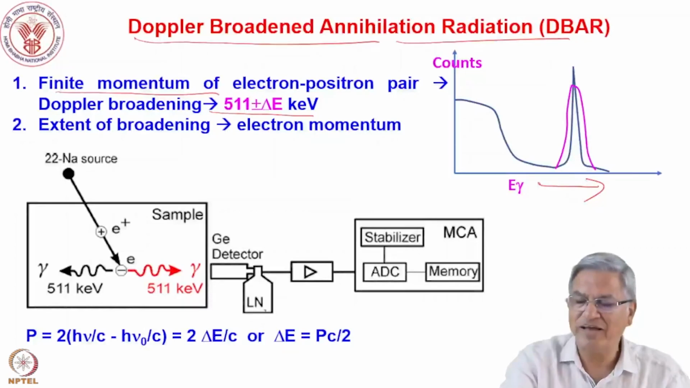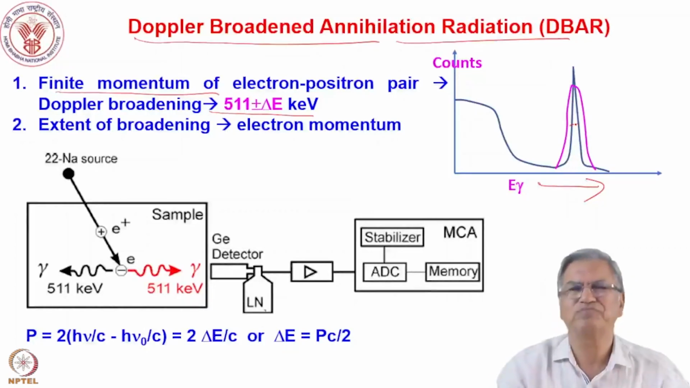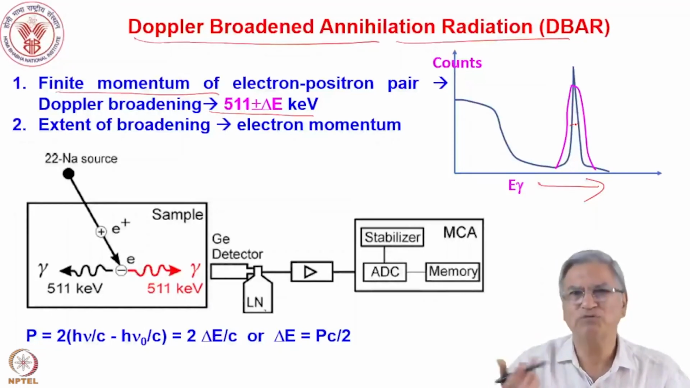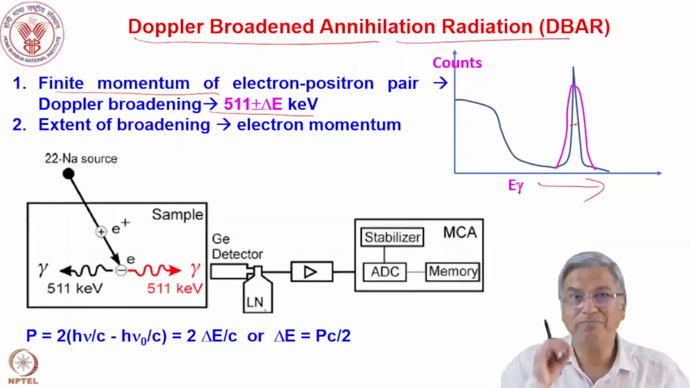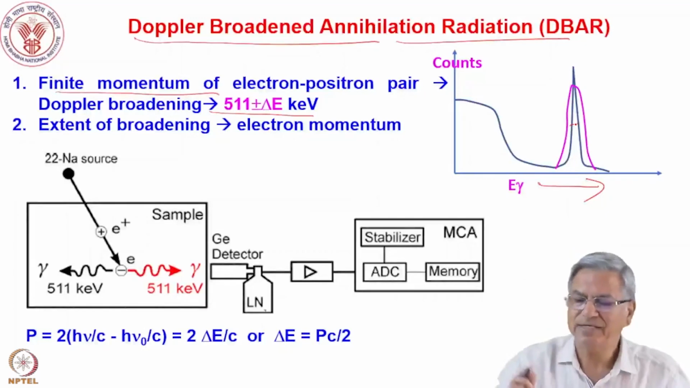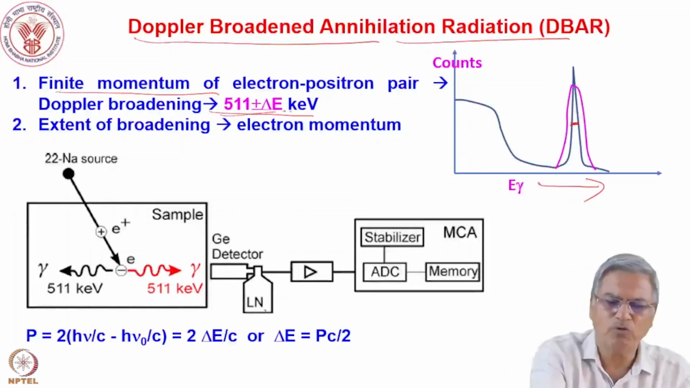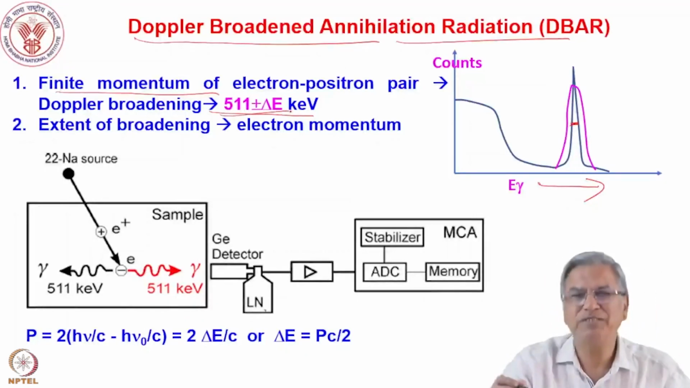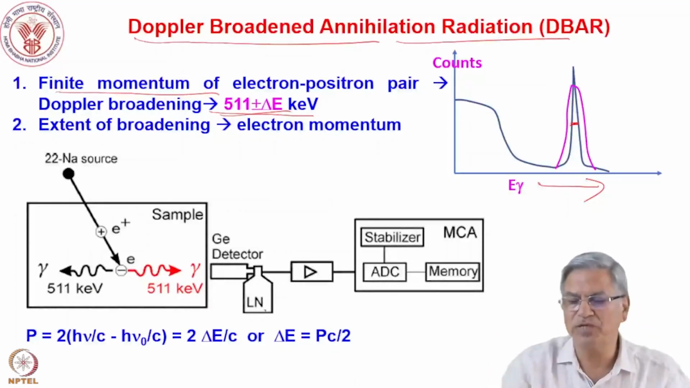And so you will see the 511 keV peak. If you have a source emitting 511 keV, not a positron source, there are sources which emit a 511 keV gamma ray after the decay of the parent. That gamma is much narrower, and this is the inherent resolution of the detector for 511 keV. But because of this Doppler broadening, if this peak is due to the annihilation gamma ray coming from positron annihilation, the peak becomes much broader.